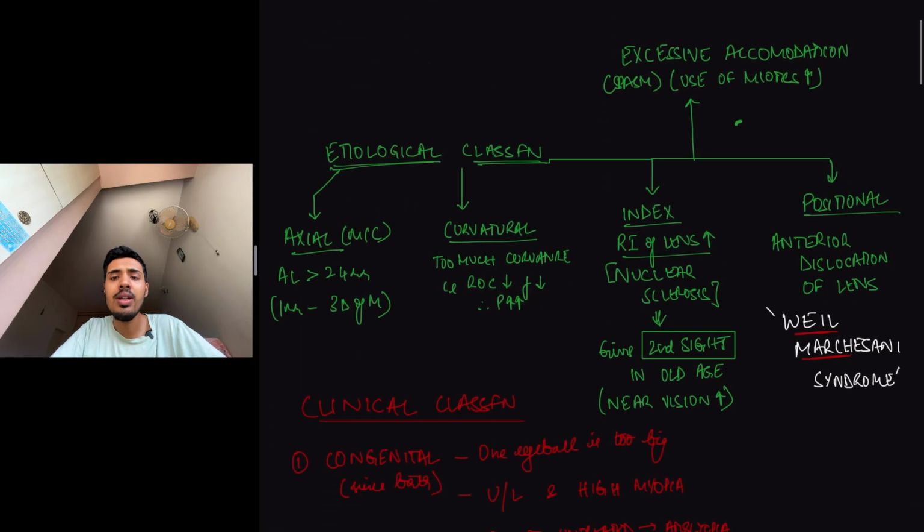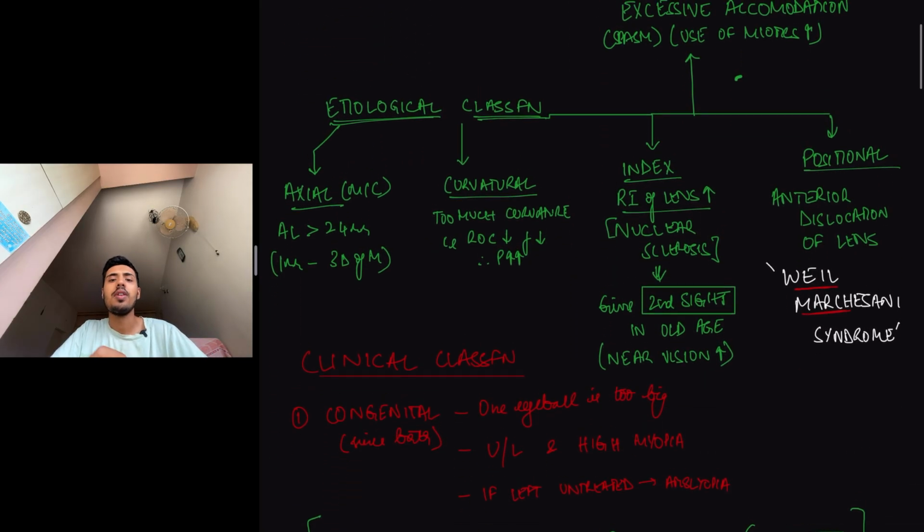So now let's look at the etiological classification. First of all, the most common type of myopia, just like how axial hypermetropia is the most common, here axial myopia is the most common. That is, the axial length of the eyeball is too much, so it is more than 24 mm. So because of that, what happens? It gets focused in front of the retina. For every 1 mm increase in axial length, minus 3 diopters of myopia.